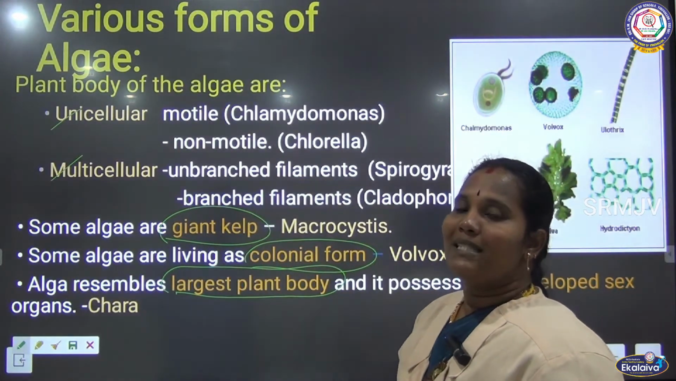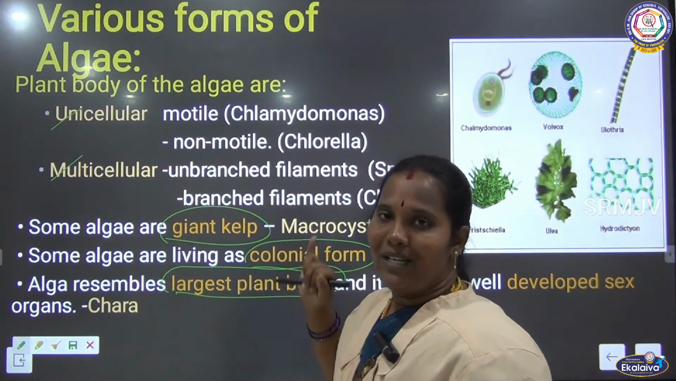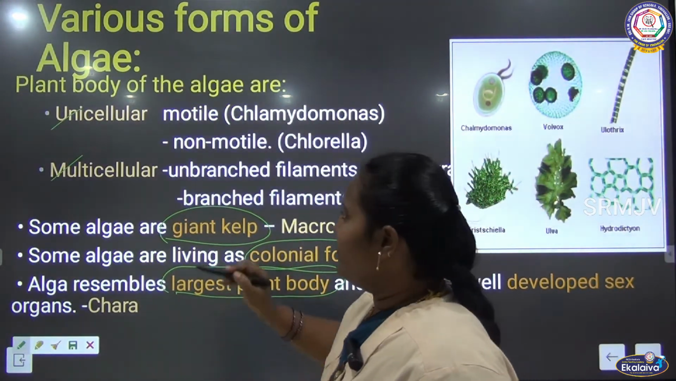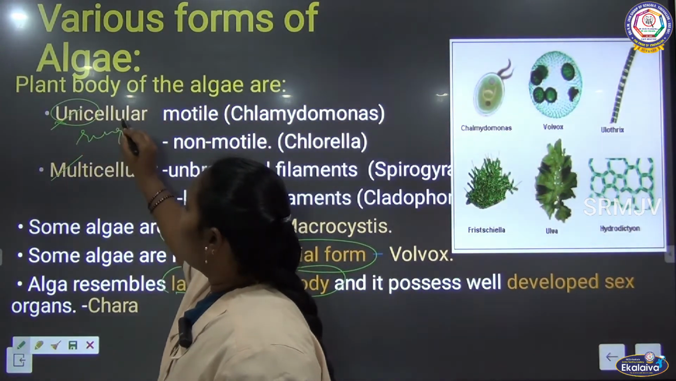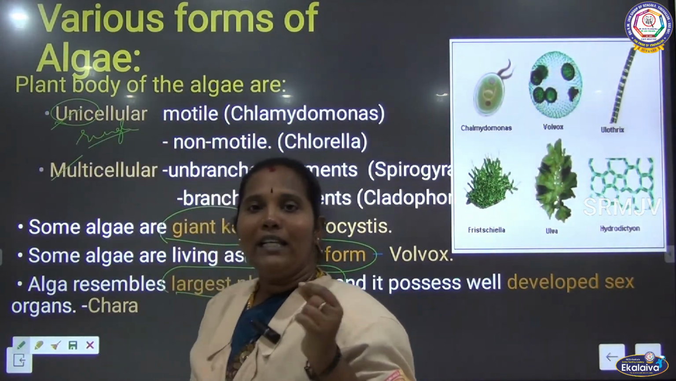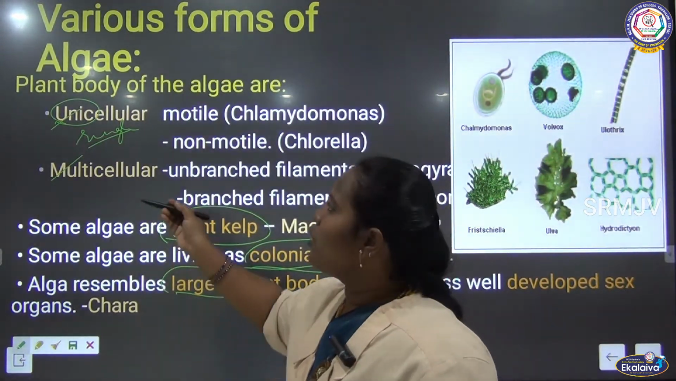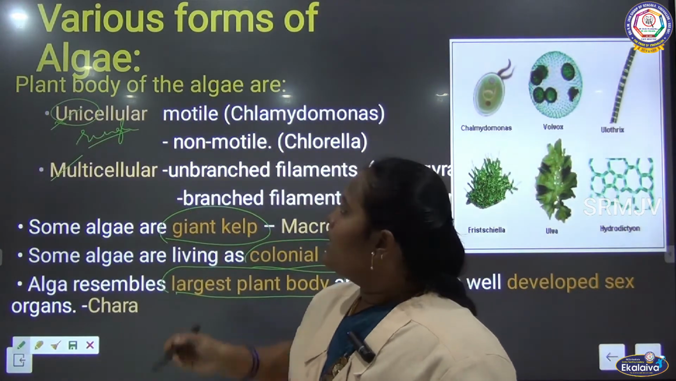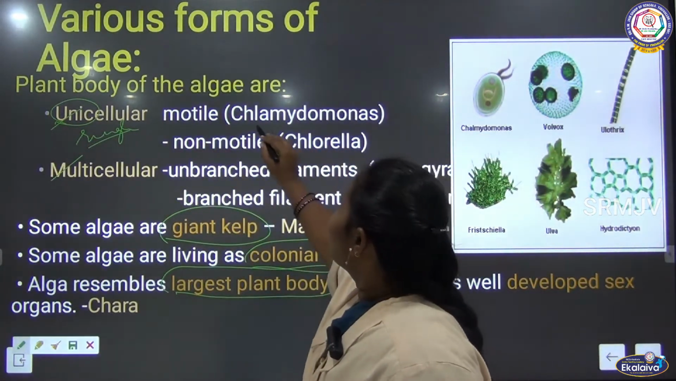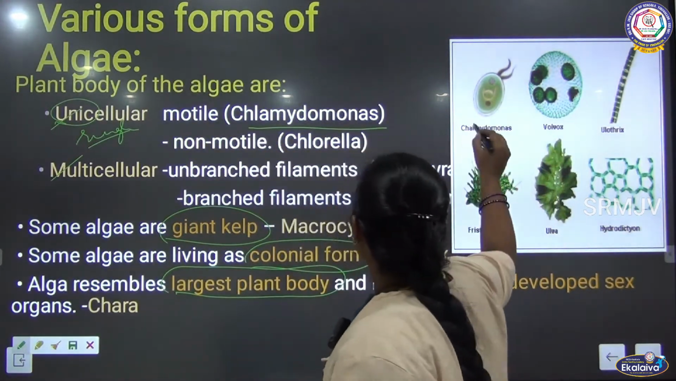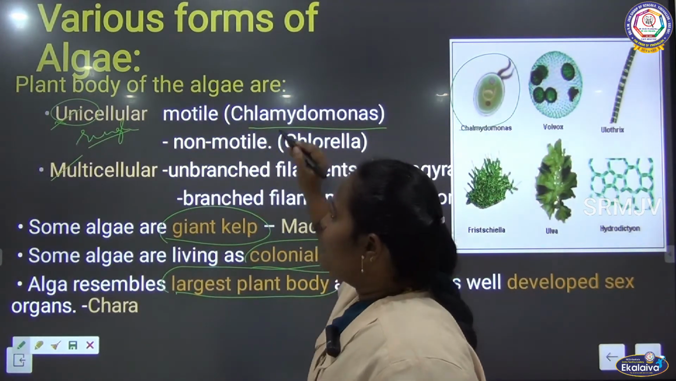What are the various forms? In appearance and structure, one is the unicellular form. We know very well that uni means single. When the whole body is made up of only a single cell, it is called a unicellular organism. The example of a unicellular alga is Chlamydomonas.